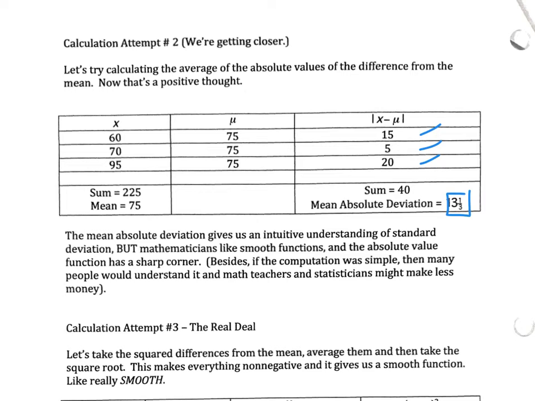Absolute value is a non-algebraic function. We need something to be algebraic. We want to deal with smooth curves. Absolute value, as you remember, has a sharp point, and that creates a problem when we extend the idea of standard deviation into more complicated formulas and procedures. So we have to do a little bit better than using the absolute value, though it's not bad. And by the way, that's called the mean absolute deviation.